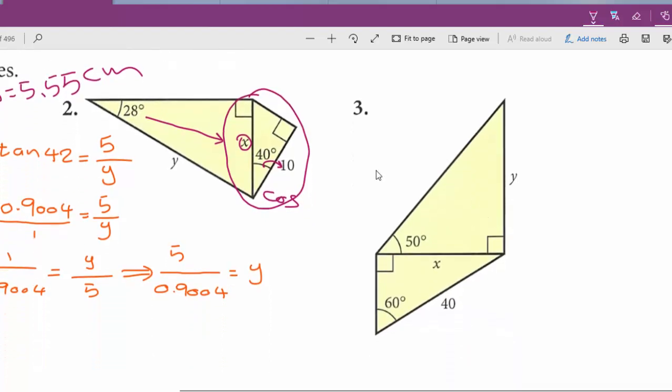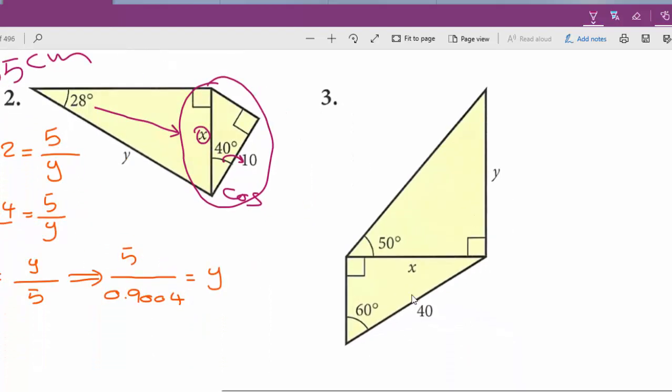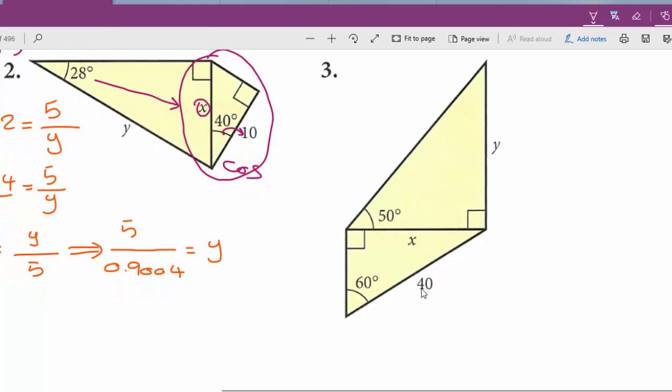Question 3, we can start in the smaller triangle, because in the smaller triangle we have one angle, one side, and one side is missing. But in the bigger triangle we have an angle, but we don't have any other side to help us find y. That's why we need to start with the smaller triangle. Which sides are given? Opposite and adjacent are given. So we have to use tan.